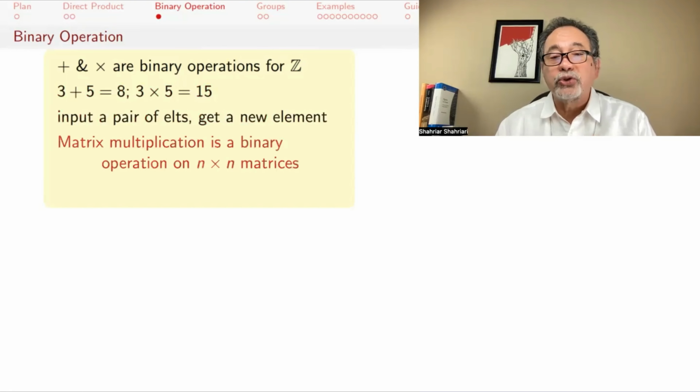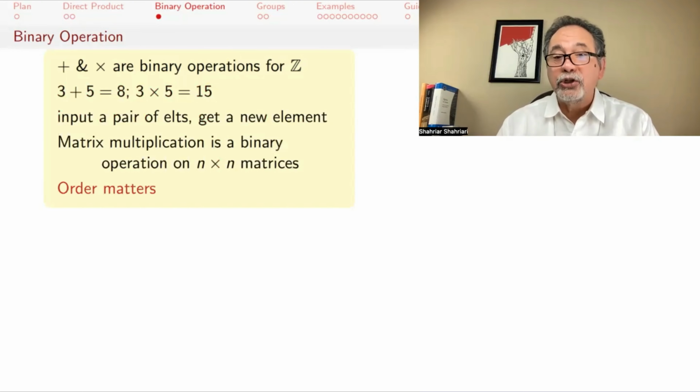But the order matters also. For example, matrix multiplication is a binary operation on n by n matrices. You bring two matrices in and you can multiply them and get a new matrix. But in this case, the order matters. It matters which one is the first matrix and which one is the second matrix.